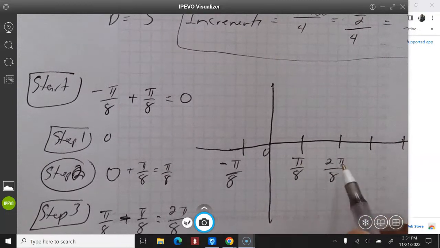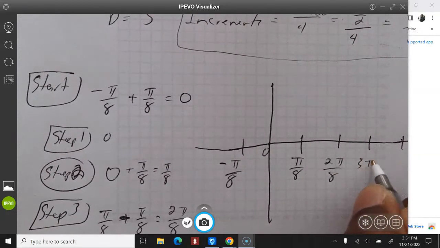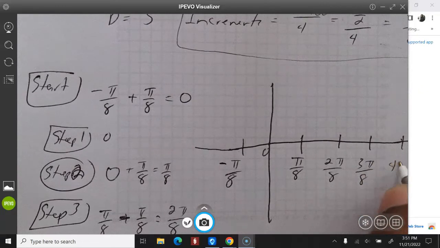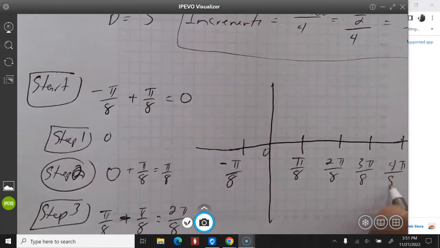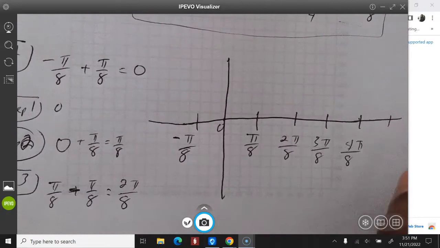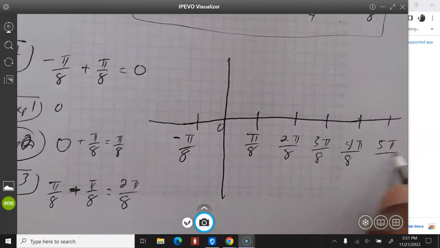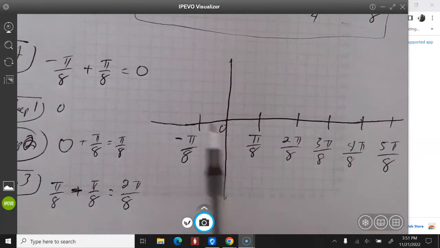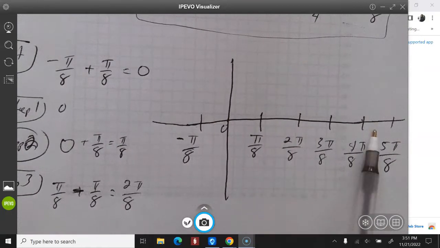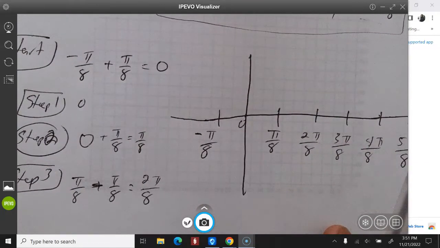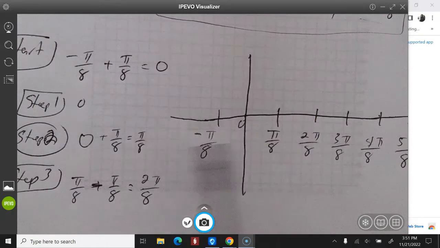It's going to be 1 pi over 8, 2 pi over 8, 3 pi over 8, 4 pi over 8, 5 pi over 8, and so forth. I've got a lot of increments here, more than 4 of them, which is a great place to start. So I know what the function is going to look like because I've graphed a bunch of these.